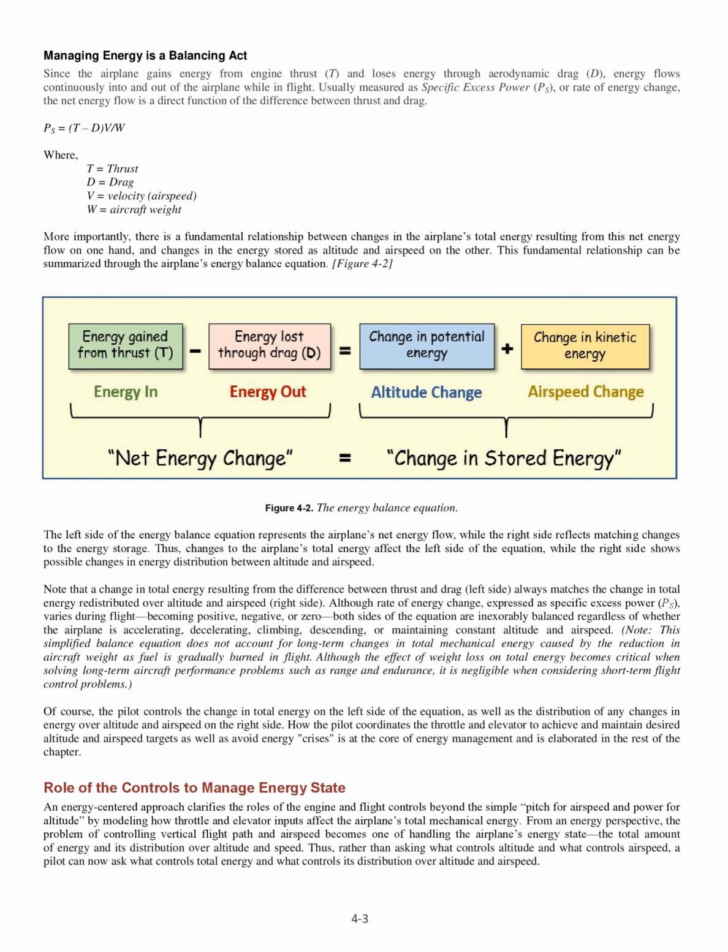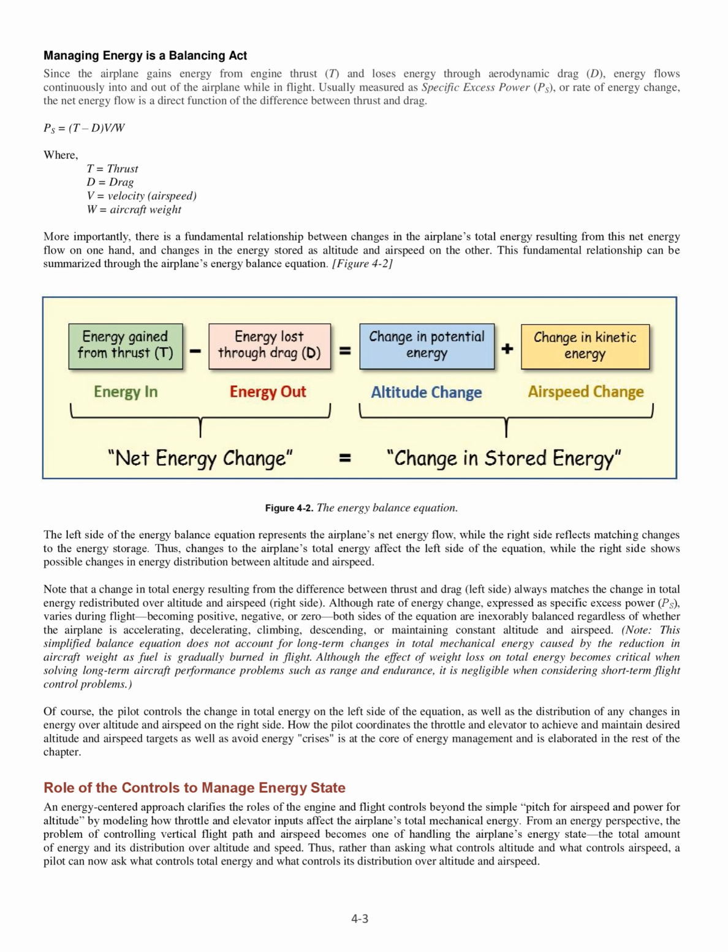Managing energy is a balancing act since the airplane gains energy from engine thrust, T, and loses energy through aerodynamic drag, D. Energy flows continuously into and out of the airplane while in flight. Usually measured as specific excess power, PS, or rate of energy change, the net energy flow is a direct function of the difference between thrust and drag. Where T equals thrust, D equals drag, V equals velocity, airspeed, W equals aircraft weight.